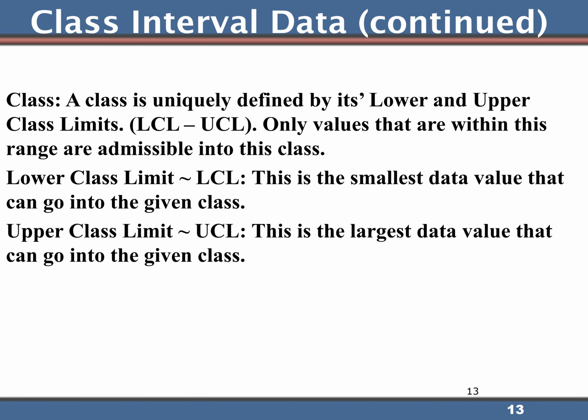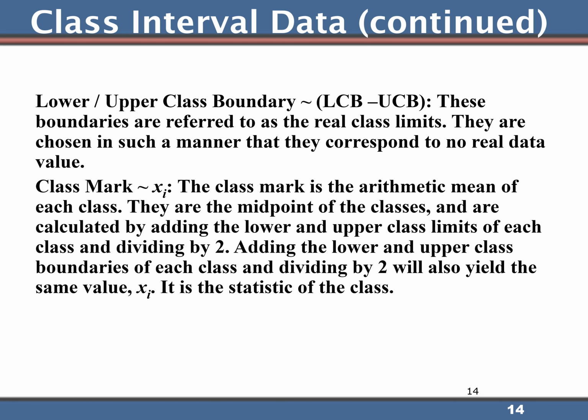The entire set of data is divided into classes. Each class can be identified by its lower class limit and upper class limit. Lower and upper class limits must be chosen so that neither is a possible value in the data set.